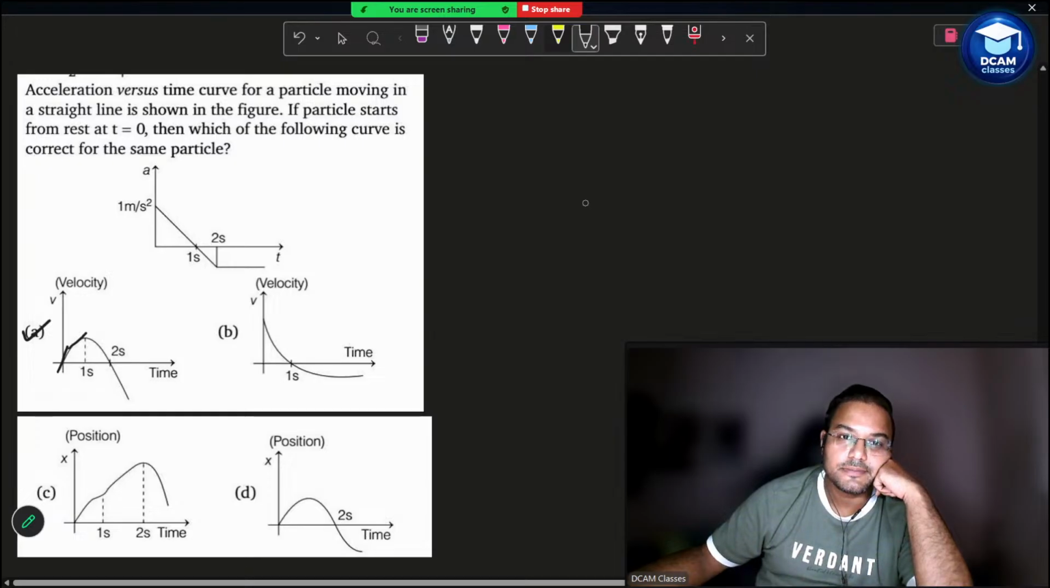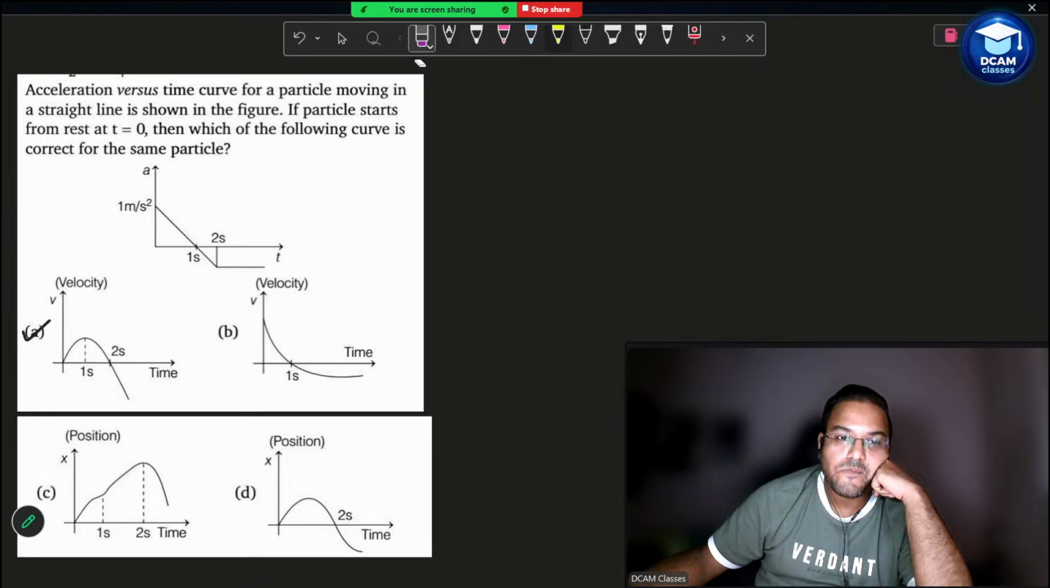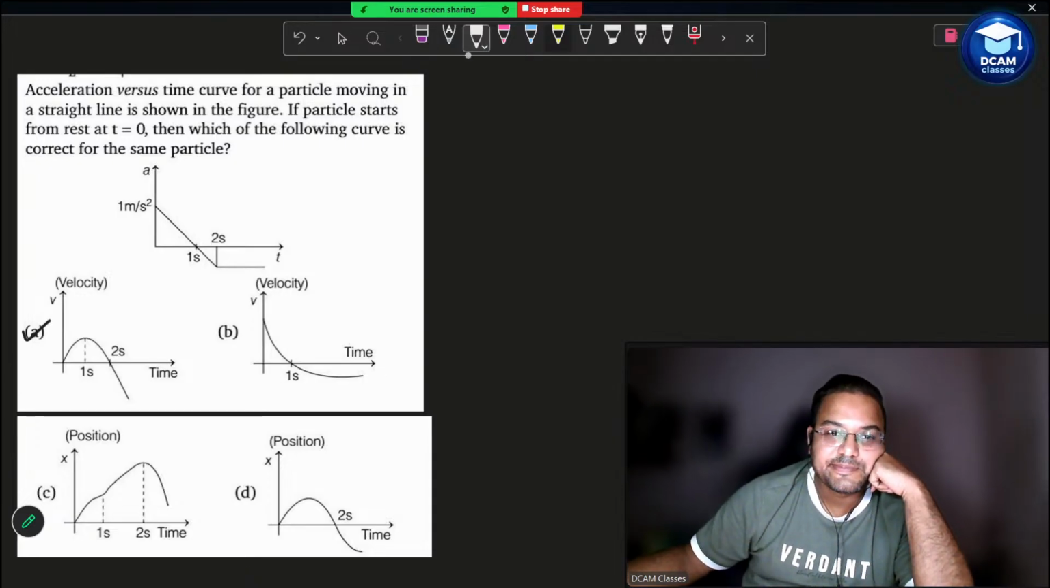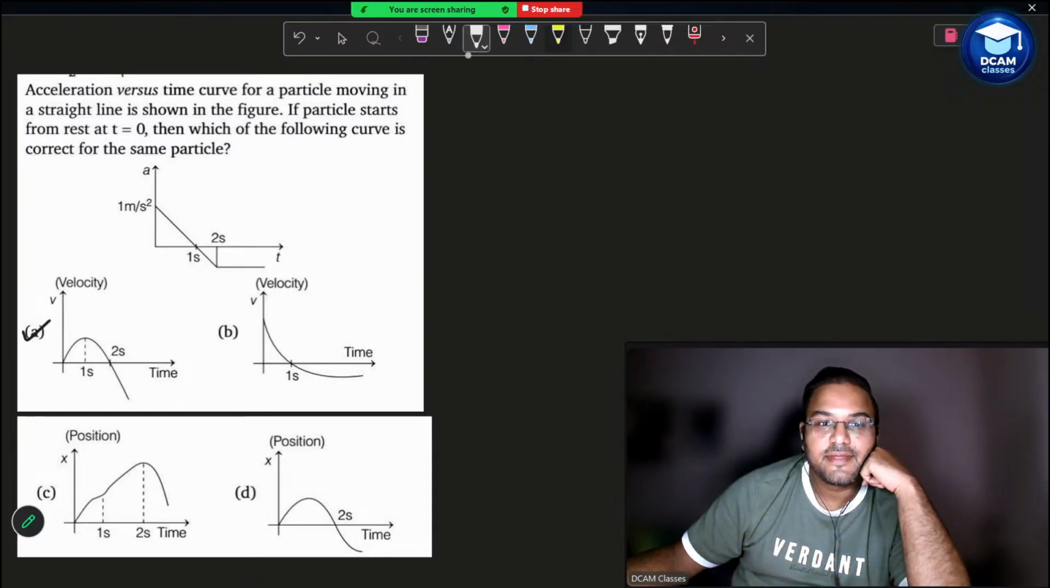Sir, I didn't find the answer using that. After 2 seconds, acceleration is constant but negative. So, out of all these options, only option A fits. Acceleration is negative and constant. Okay.